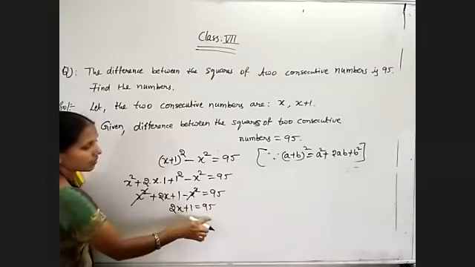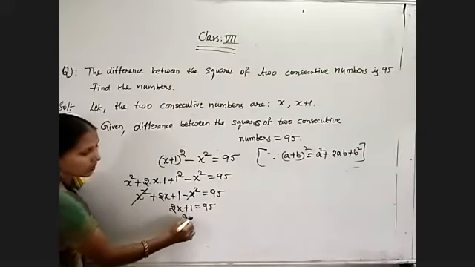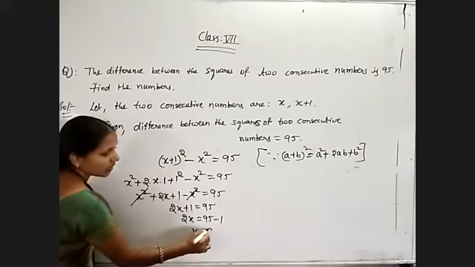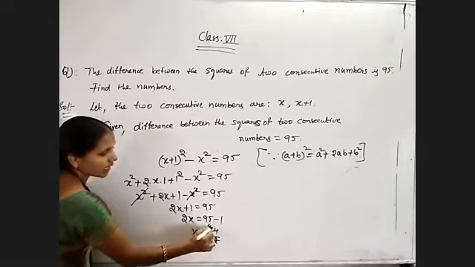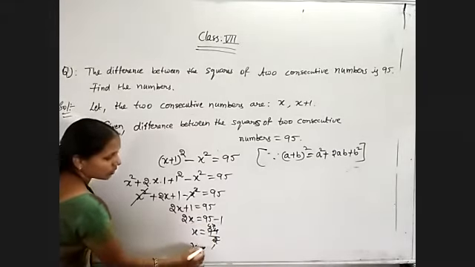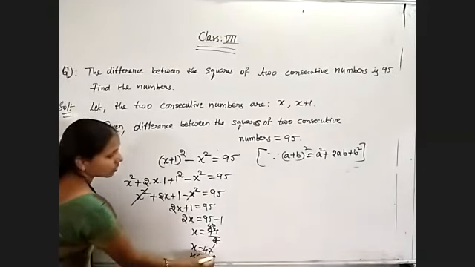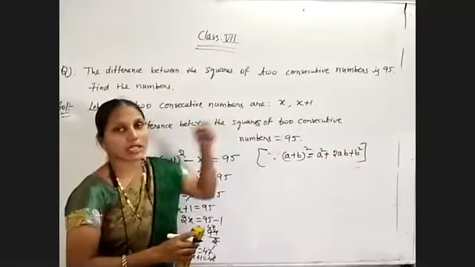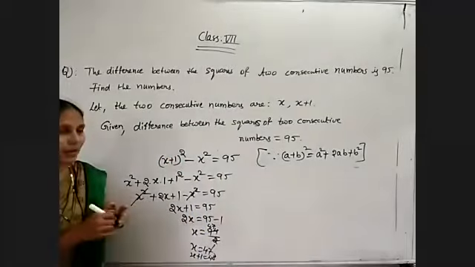Just observe what we got, a simple equation. Simplify now. 2x is equal to 95 minus 1. X is equal to 95 minus 1 is 94 by 2, bringing the 2 to this side. 2 4s are 8, 2 7s are 14. X is equal to 47 and x plus 1 is equal to 48. So those two consecutive numbers are 47 and 48. This type of questions are very, very important.